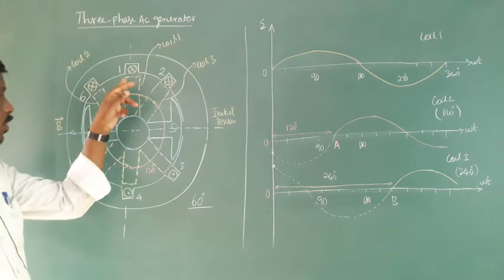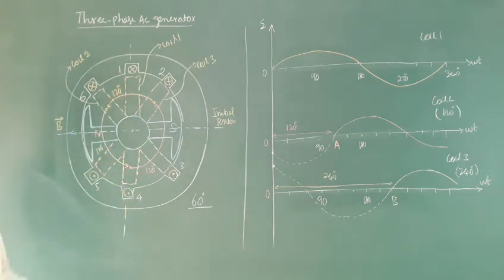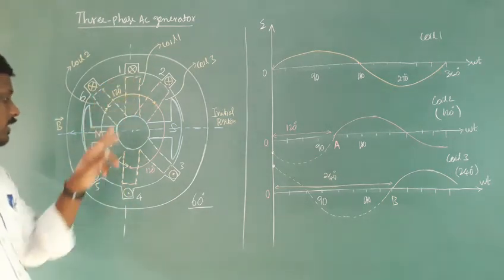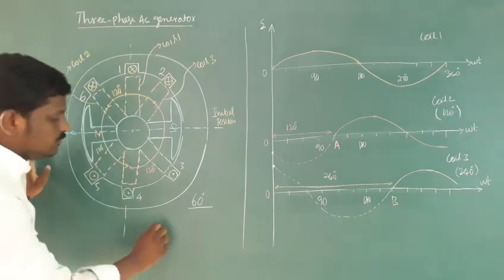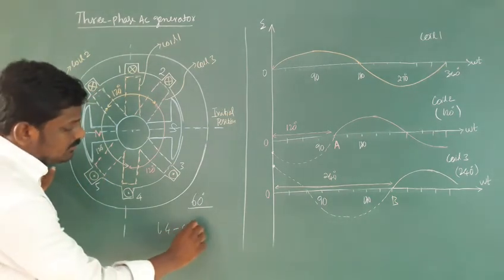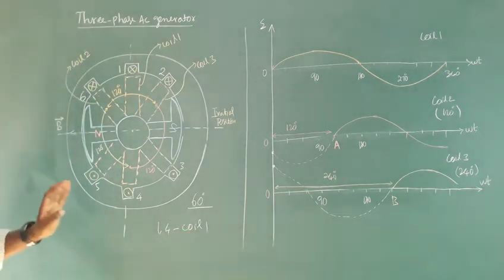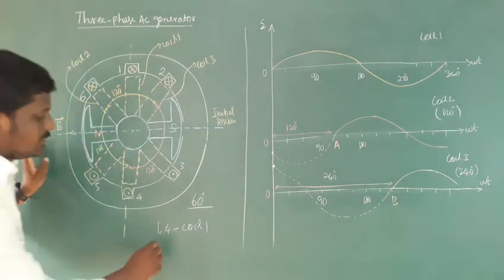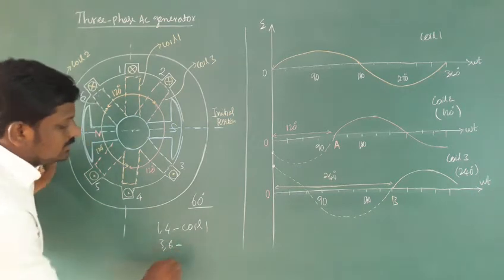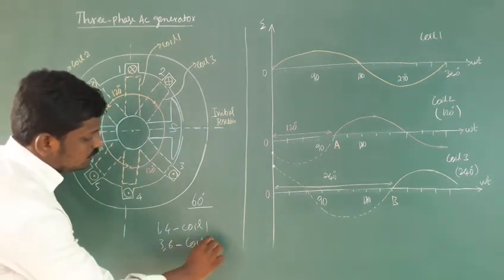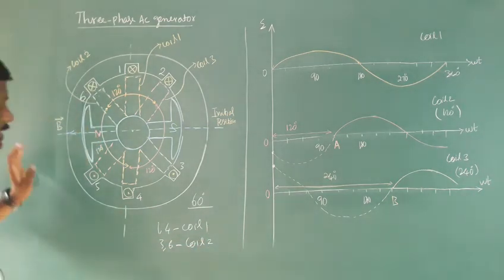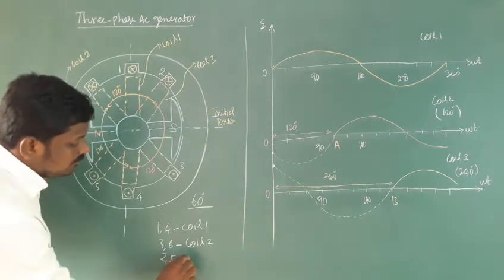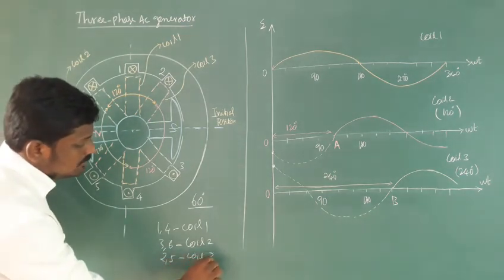Conductors 1 and 4 are connected together to form coil 1. Then conductors 3 and 6 are connected together to form coil 2. Then conductors 2 and 5 are connected to form coil 3.